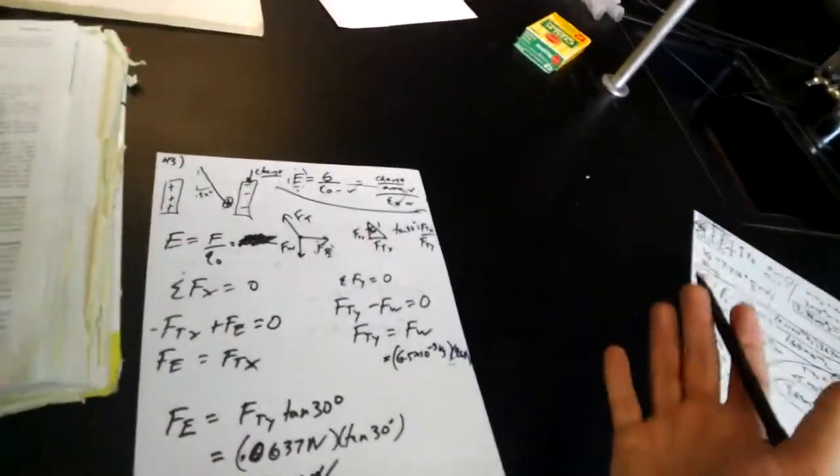Draw a picture, draw a free body diagram, start summing forces, write down relevant equations, which will eventually lead you to this, which hopefully then will lead you to the connection to sigma. And then, of course, you have to know what sigma is. It's charge per unit area.